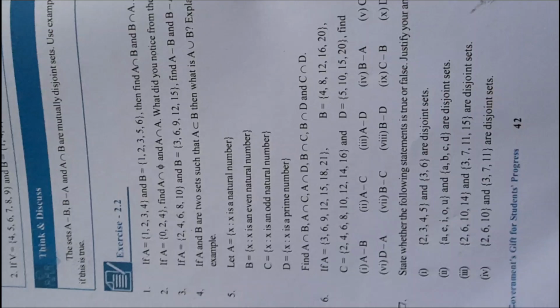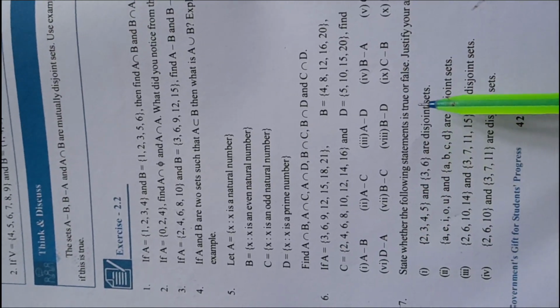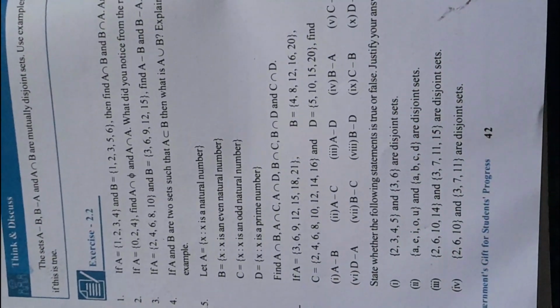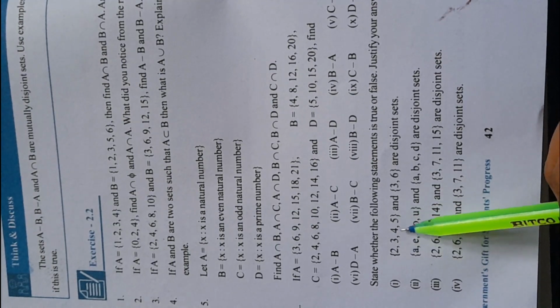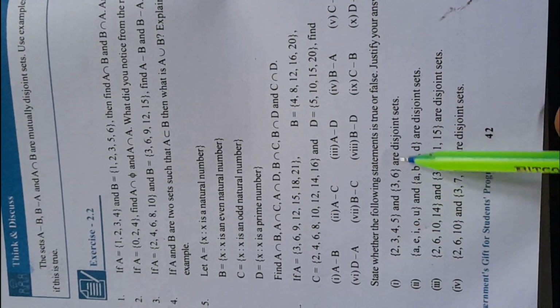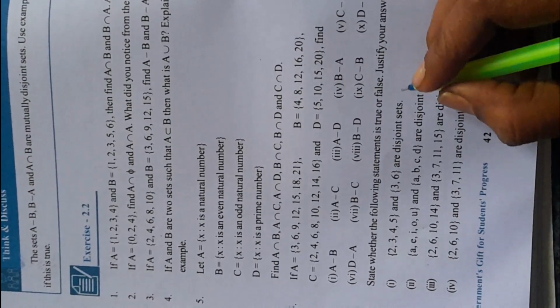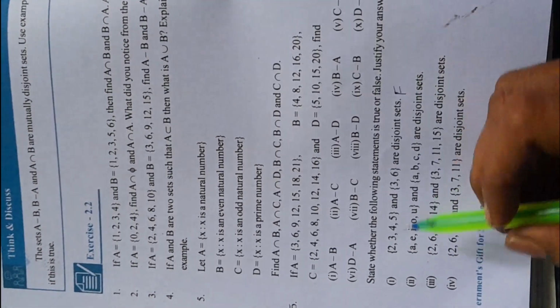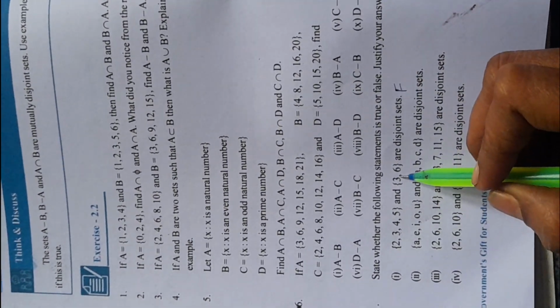Let us move to question number 7. Seventh question is, state whether the following statements are true or false. Justify your answer. First question is: first set 2, 3, 4, 5 and second set 3, 6 are disjoint sets. This is false because there is a common element 3 here.